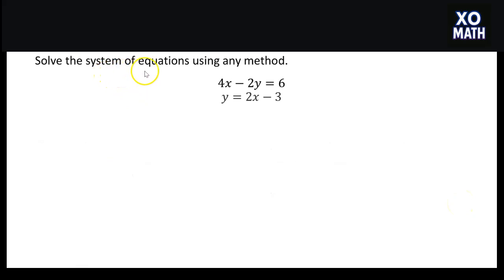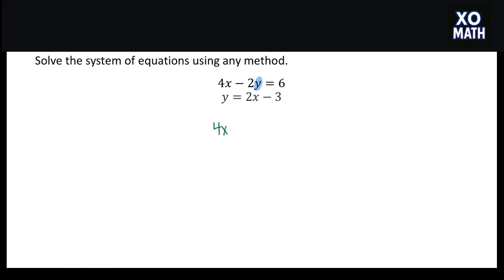For this example, we're told to solve the system of equations using any method. We have 4x minus 2y equals 6 and y equals 2x minus 3. This is set up perfectly for doing the substitution method. We already have one variable solved for, so we have y equals 2x minus 3. We can substitute that into the y in the top equation.